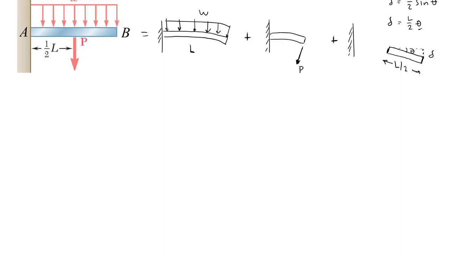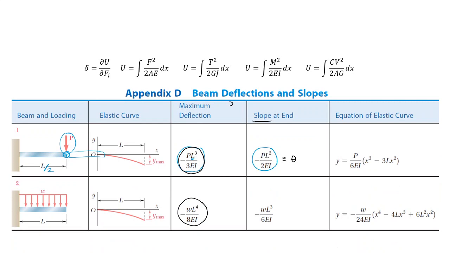So this first one would be equal, my total deflection would be equal to minus W L to the fourth over 8EI. That's the maximum deflection of this due to a distributed load. Plus minus P. Instead of L, I'm going to use L over 2 because this distance is L over 2 for a point load. So P L cubed over 3EI. And plus the angle given by the equation, again only for L over 2 instead of L.